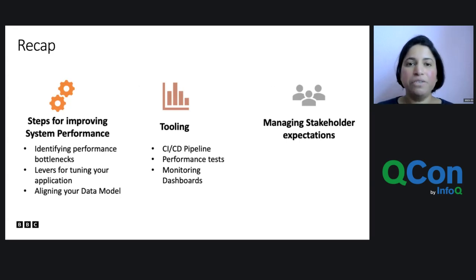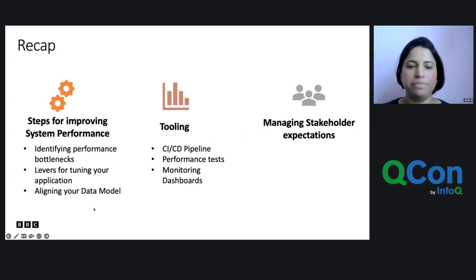So yes, it was quite a whistle-stop tour, but let's do a quick recap. We looked at steps for improving system performance. We looked at how to identify performance bottlenecks. We looked at some of the levers for tuning your application. And finally, an important thing is to make sure your data model is aligned with access patterns of the data. We looked at some of the enablement tooling: CI/CD pipeline, performance tests, and monitoring dashboards. And finally, we looked at some ways to manage our stakeholder expectations.